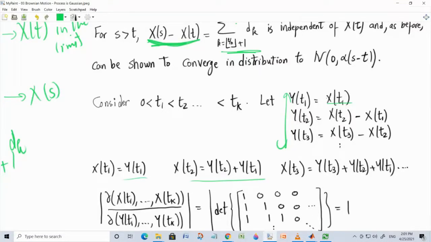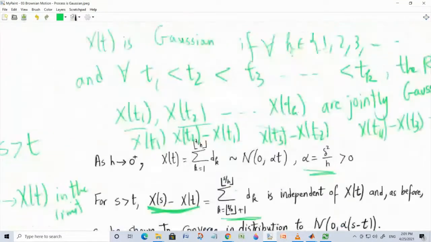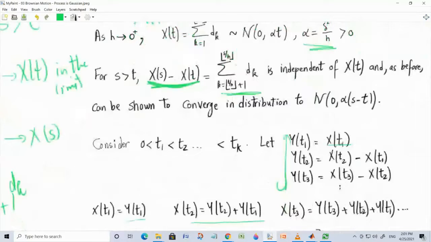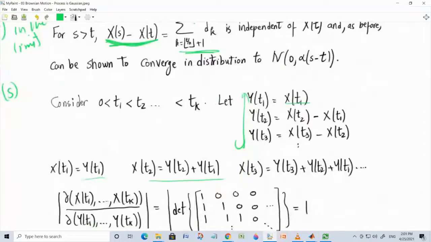Now, in principle, can we go back and forth between the y's and the x's? The y's are not our interest to establish Gaussianity. Basically, to establish that we have Gaussian, we need the joint distribution of the x's. But the y's will help a lot. Can you obtain the distribution of the x's if we are able to obtain the distribution of the y's? Yes, because x of t1 is y of t1.